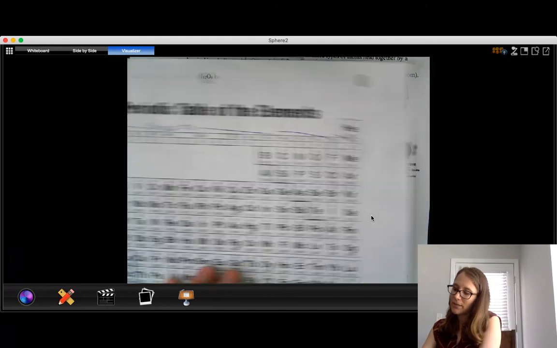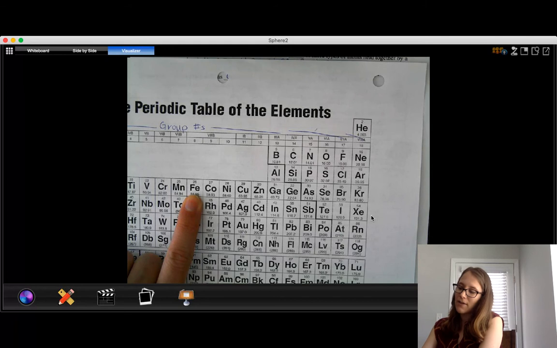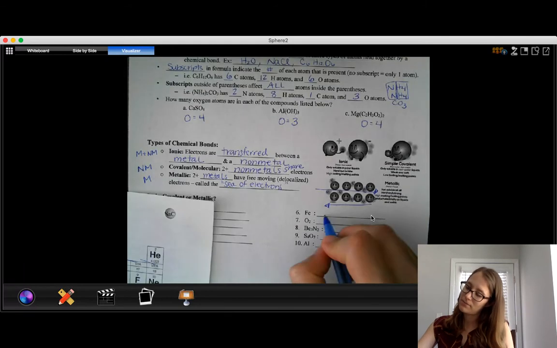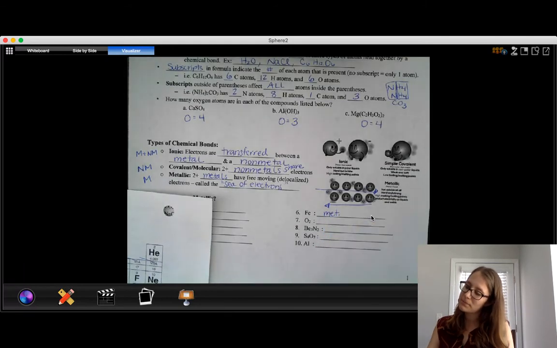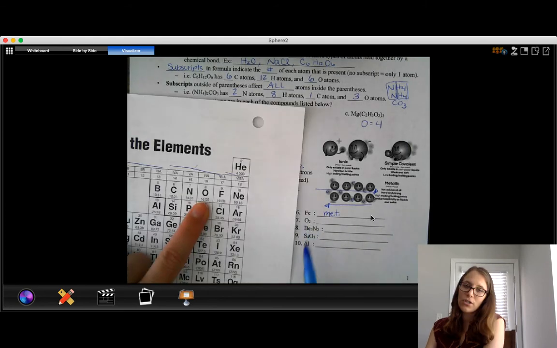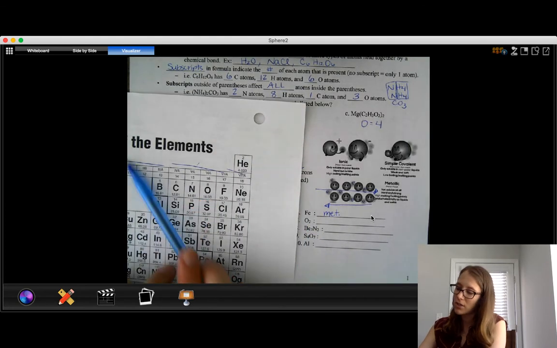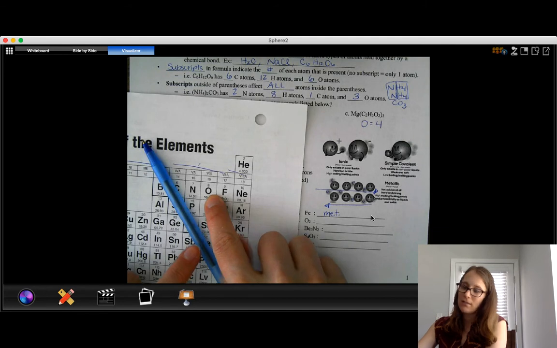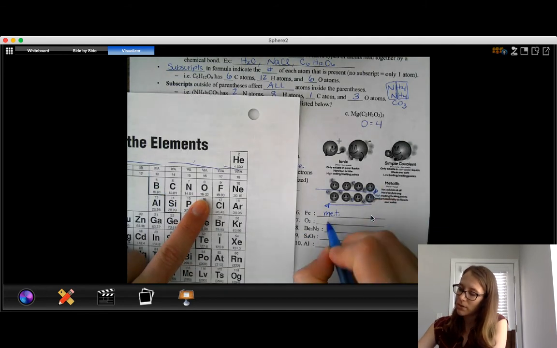Fe is just an element. It is on the left side of the dividing line. That's metal, so that's metallic bonding. Next up is just oxygen. So if I have just oxygen, that's on the right side of the dividing line. That's nonmetals only. Nonmetals only means covalent bond.